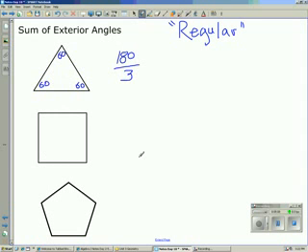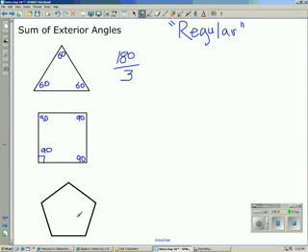How about each angle in a square? How many degrees in those? Oh, 90. These are all 90.